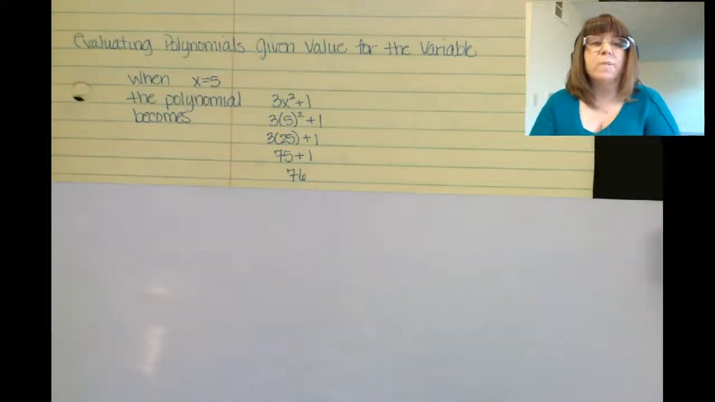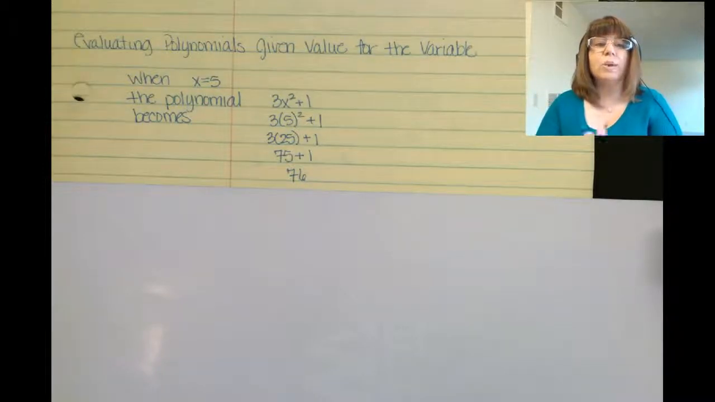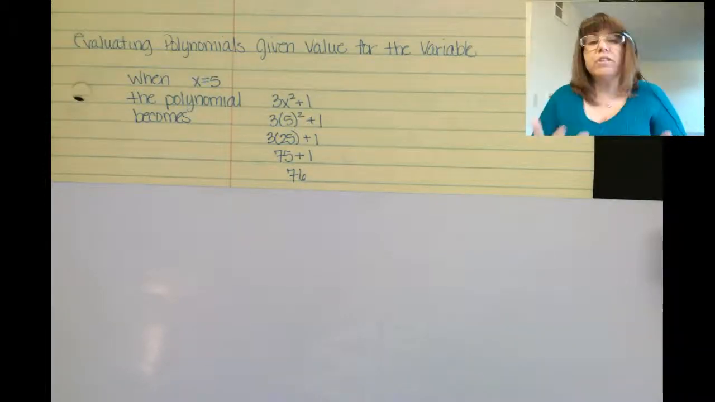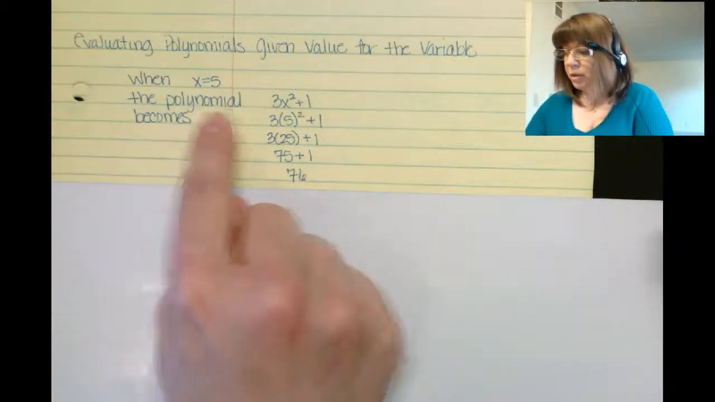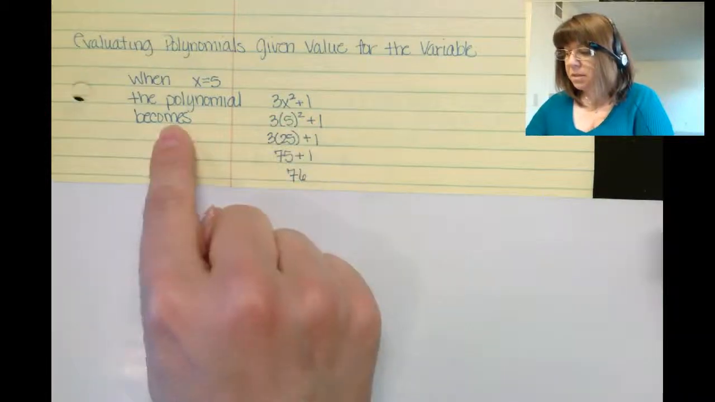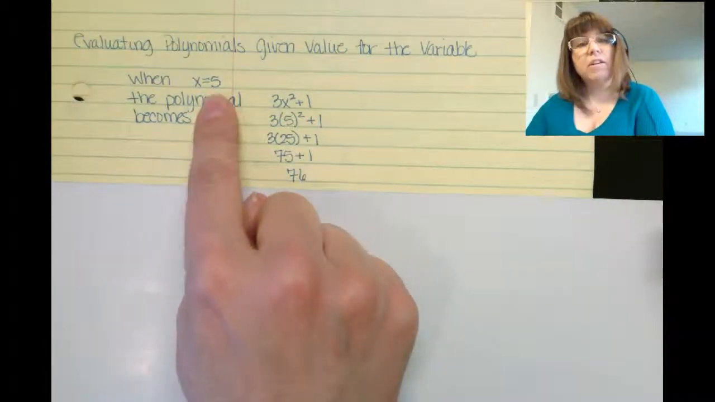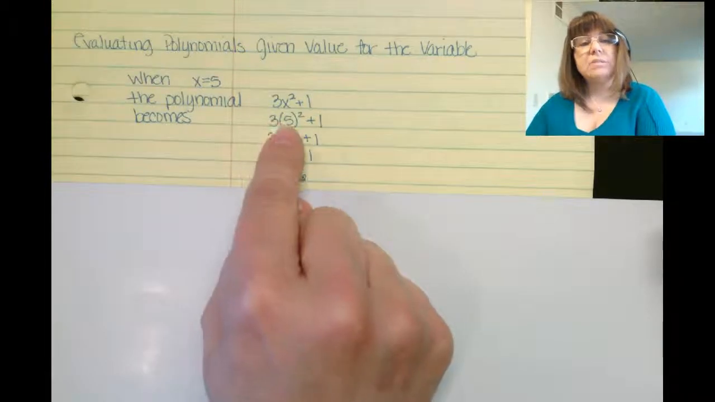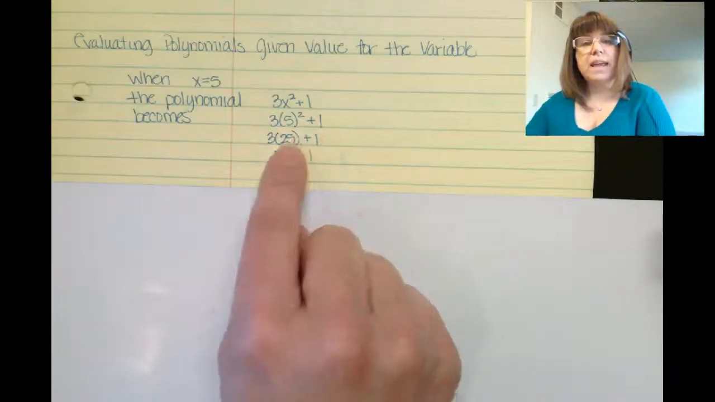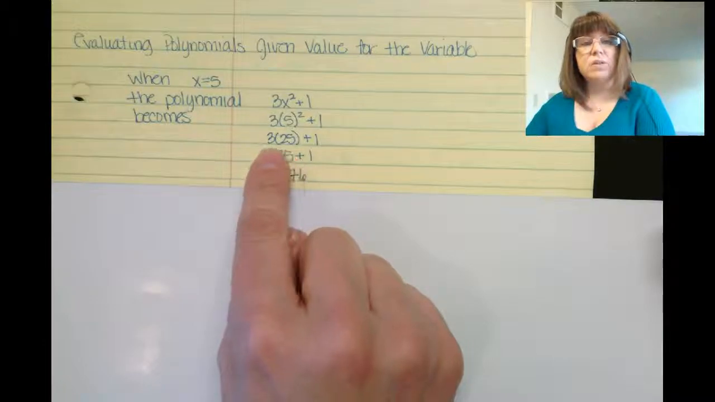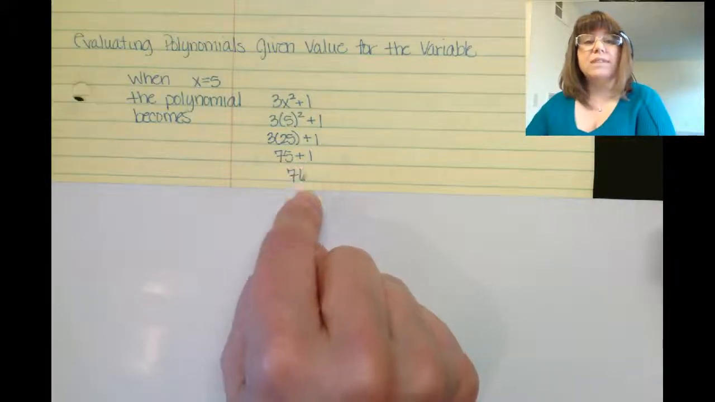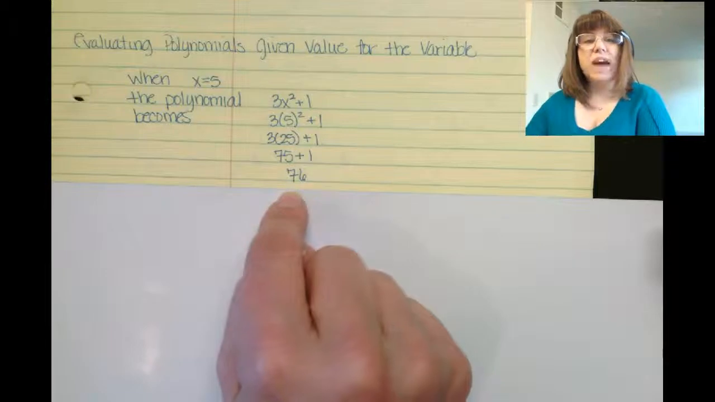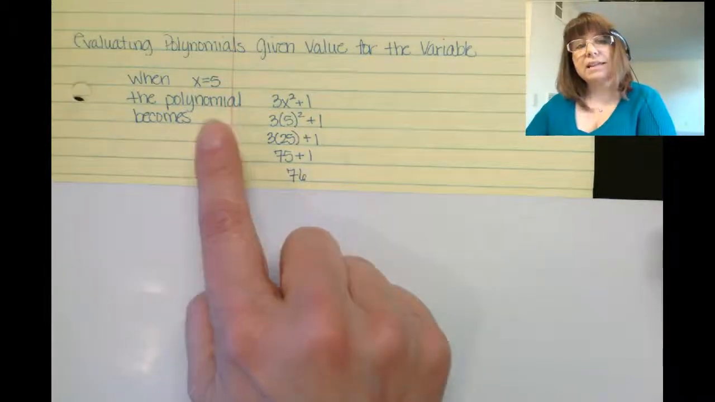The last thing I want to chat about in this video lecture is evaluating the polynomial given a value for the variable. So when x equals 5, the polynomial 3x squared plus 1 becomes, wherever we see an x, we're going to plug in our value we're given. 3 times 5 squared plus 1. 5 squared is 25, so 3 times 25 plus 1. 3 times 25 is 75, so 75 plus 1 is 76. So that is the value of the polynomial given x equals 5.